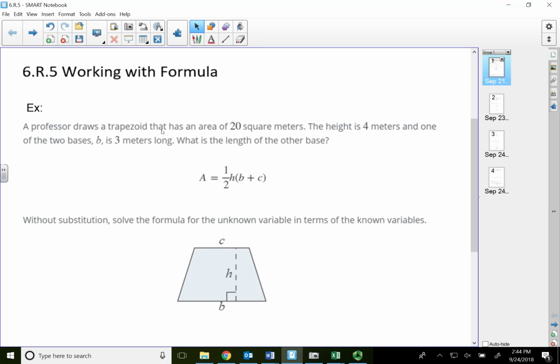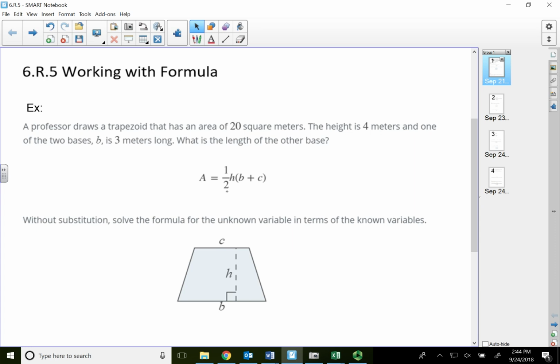The technique is still the same. For example, this is a trapezoid. A trapezoid has an area of 20 square meters. The height is 4 meters and one of the two bases, B, is 3 meters long. What's the length of the other base?